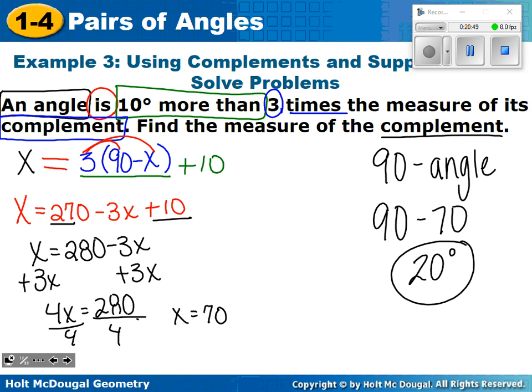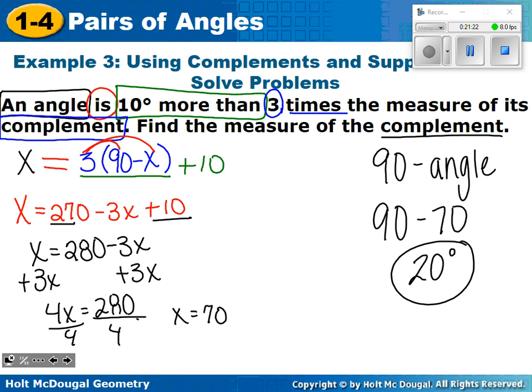You have a picture to kind of relate the idea that an angle and its complement should add to be 90. You just had to come up with the expression for the angle using this part of the sentence: 10 degrees more than 3 times the complement. Combine like terms. What's 3x plus x? 4x. So 90 equals 4x plus 10. Subtract your 10. 80 equals 4x. Then what? Divide by 4. So what is x?